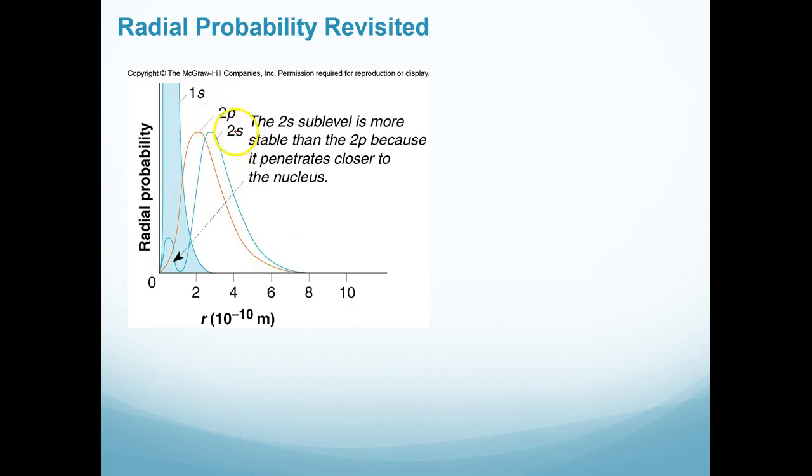So initially looking at this, I would think that the 2p would be lower in energy or more stable than the 2s. But if we look at the 2s, there is this region that actually gets very close to the nucleus, and it actually overlaps with or is able to penetrate closer to that region where we get a high probability of the 1s. So even though we have a lot of its probability kind of further away, because of this small region where it's able to go in very close to the nucleus, it actually makes the 2s sublevel more stable than the 2p.